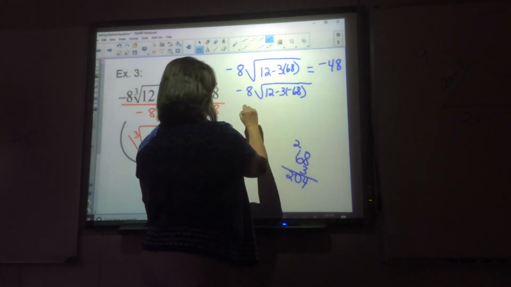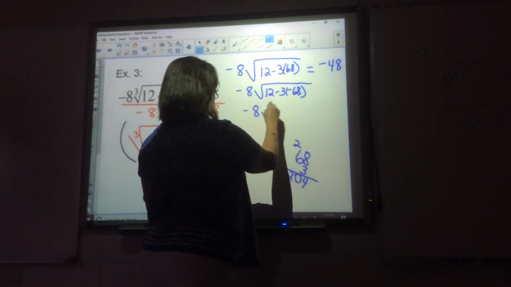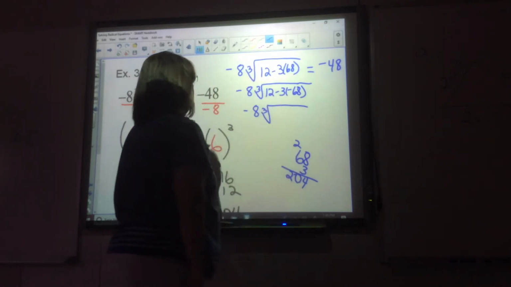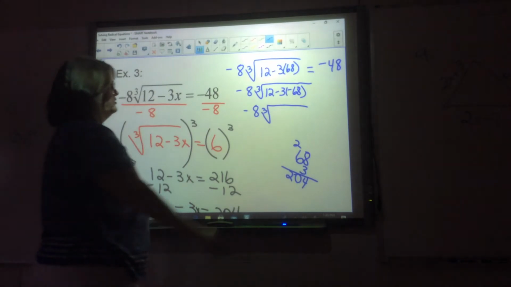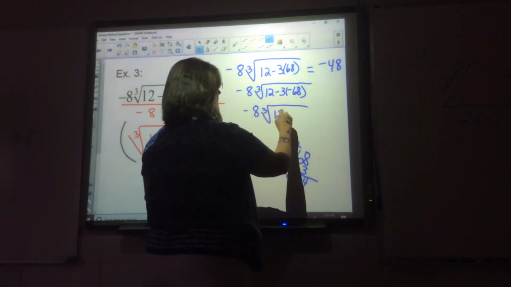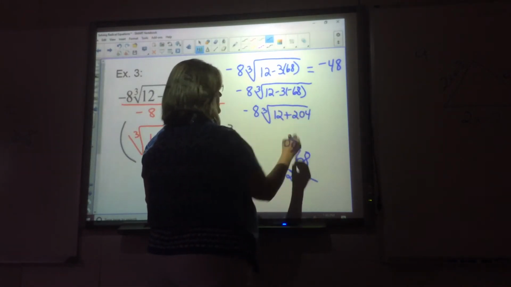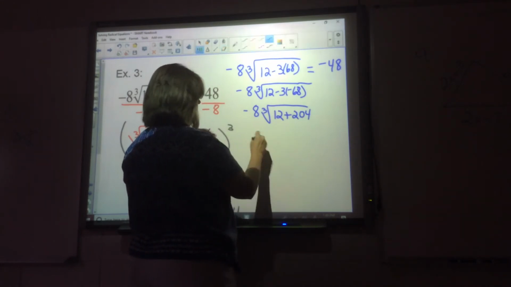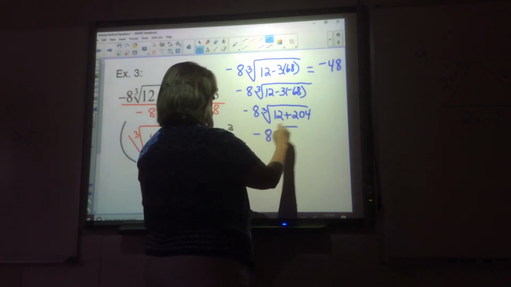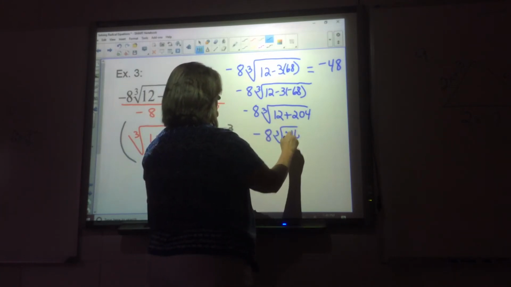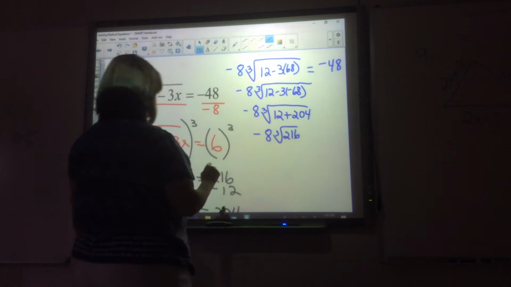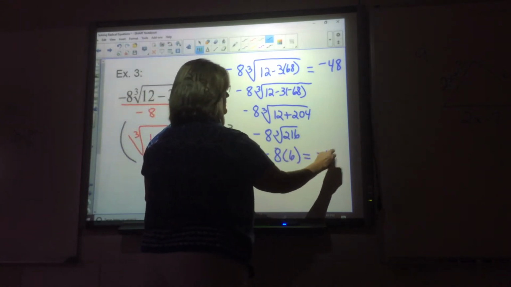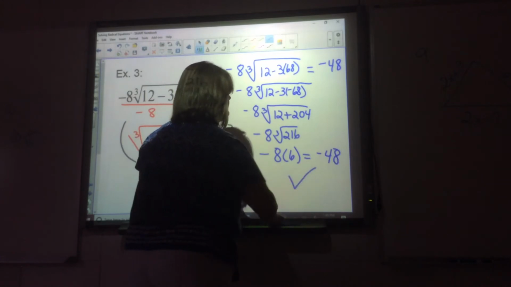And I knew I had a problem there because I was going to end up with a negative number. So anyway, negative 8 onto the cube root of 12 plus 204, which is 216. So negative 8 onto the cube root of 216, and the cube root of 216 is 6, and that does equal negative 48. This one checks.